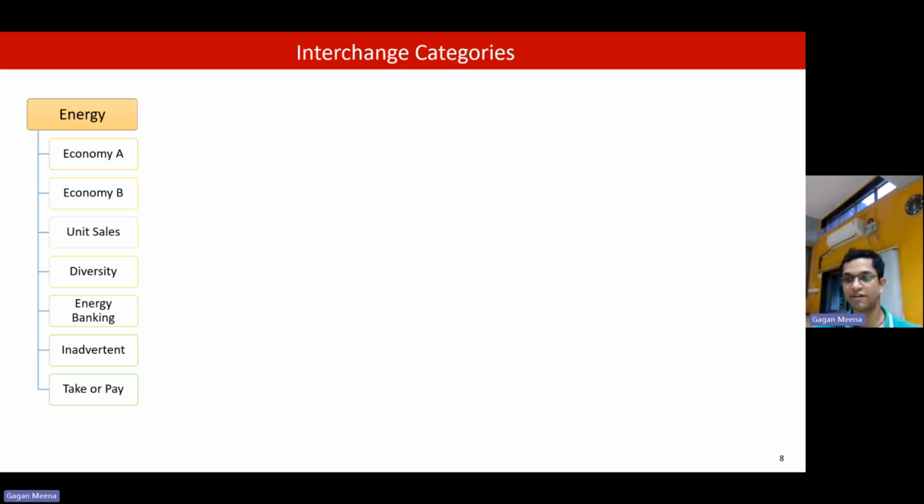Now these are the different interchange categories, how we can have interchange between different connected areas. The first category is the energy category. Even in the energy category, we have different subcategories. One is economy A, the example which we have already seen. Simply because of economic advantage, there can be interchange between area 1 and 2, just as we saw in the previous example. Simply because of economics.